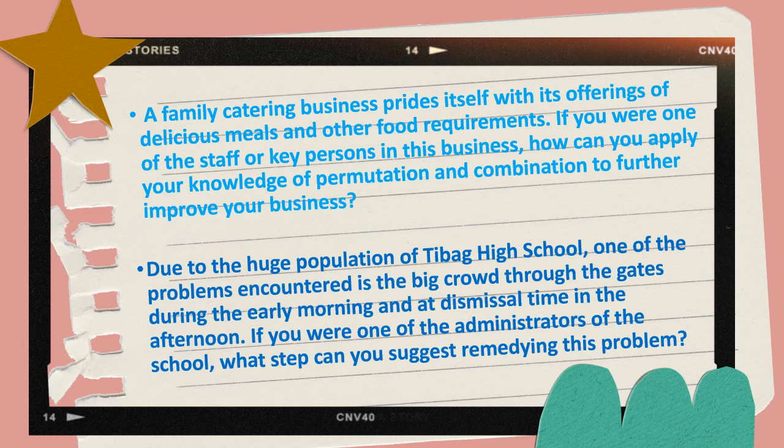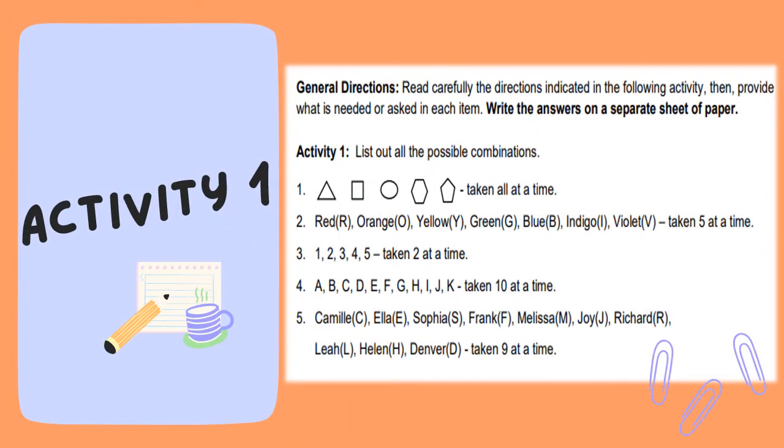Now, let's proceed sa mga activities na nasa LAS or module ninyo. In your LAS, you have 3 activities to answer. For the general direction, read carefully the directions indicated in the following activity. Then provide what is needed or ask in each item. Write the answers on a separate sheet of paper. For activity 1, you're going to list all the possible combinations for each item. Like in number 1, ayan, naka-emphasize taken all at a time.